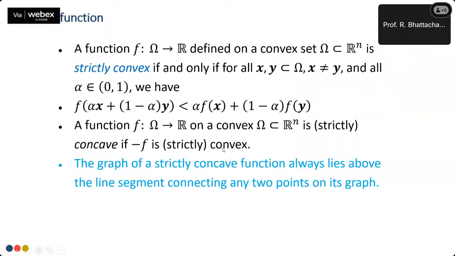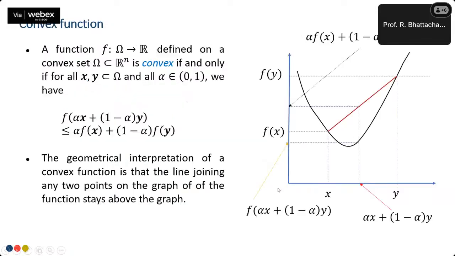Not going into much of the details, the graph of a strictly concave function always lies above the line segment connecting any 2 points on the graph. And for a convex one, the graph lies below the line. So a geometrical interpretation: a line joining any 2 points on the graph of the function stays above the graph, and the graph remains below.